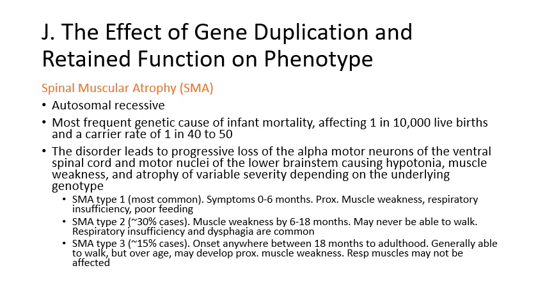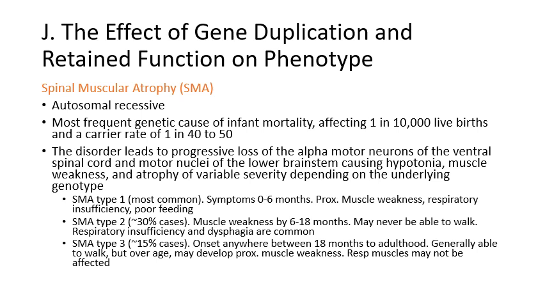SMA 1 is most common. Symptoms start around 0 to 6 months. They have proximal muscle weakness, respiratory insufficiency, and poor feeding. SMA type 2, approximately 30% of cases. They also have muscle weakness, but it starts a bit later, about 16 to 18 months. They may never be able to walk, and they could still have respiratory insufficiency and dysphagia, which is difficulty swallowing. SMA type 3 occurs in approximately 15% of cases.